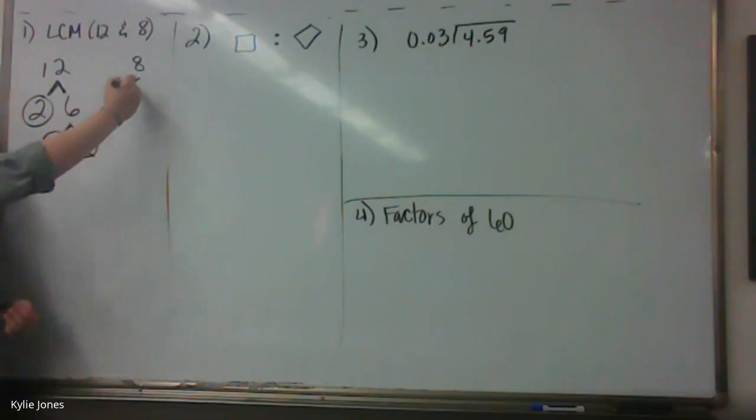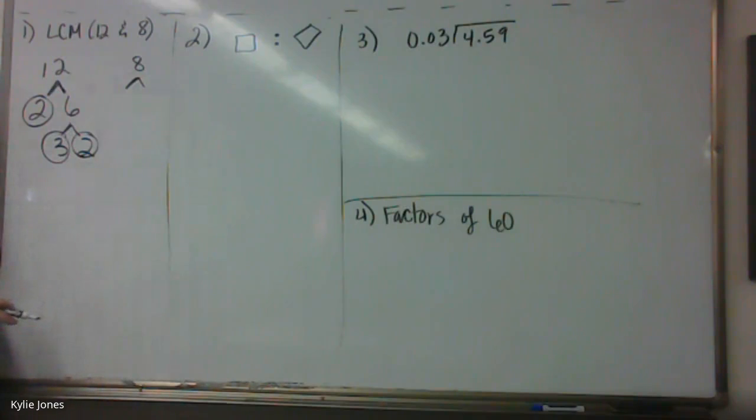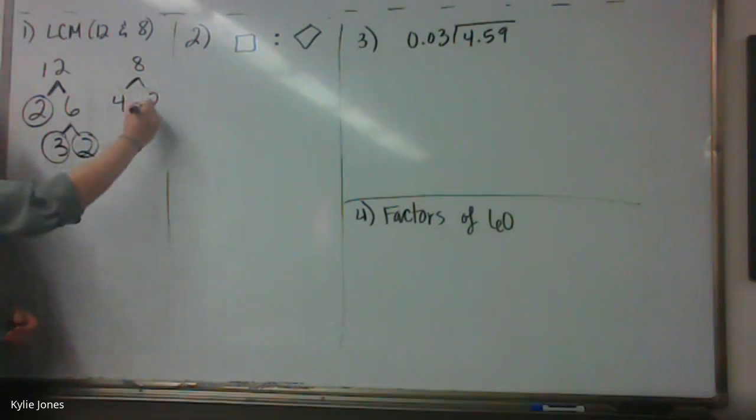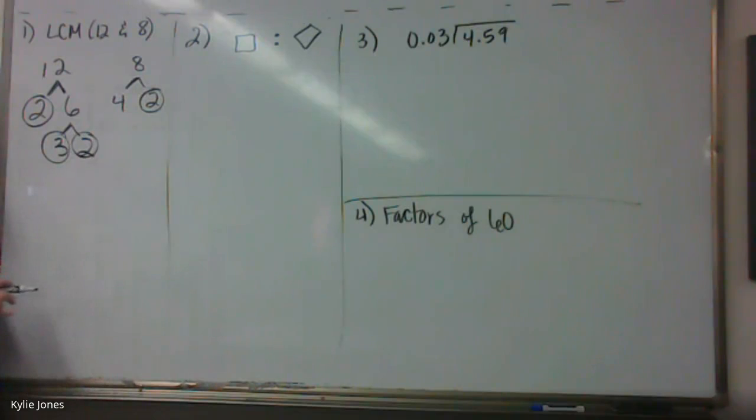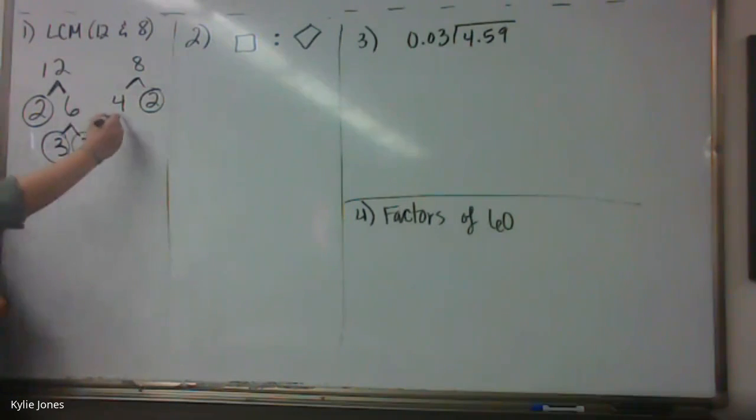Next, we have 8. What numbers multiply to 8? 4 and 2. We know we can circle the 2, but what multiplies to 4? 2 and 2.